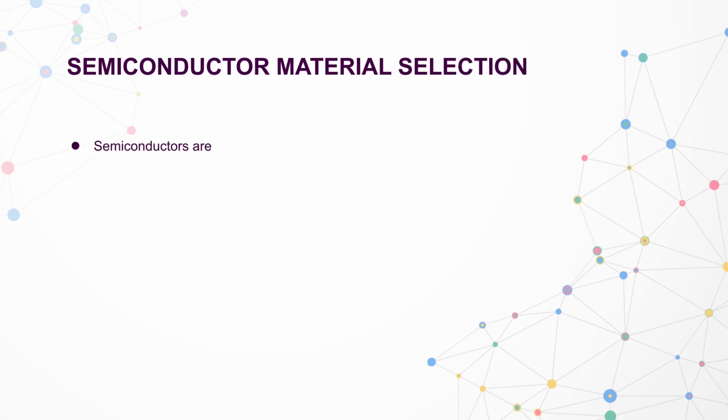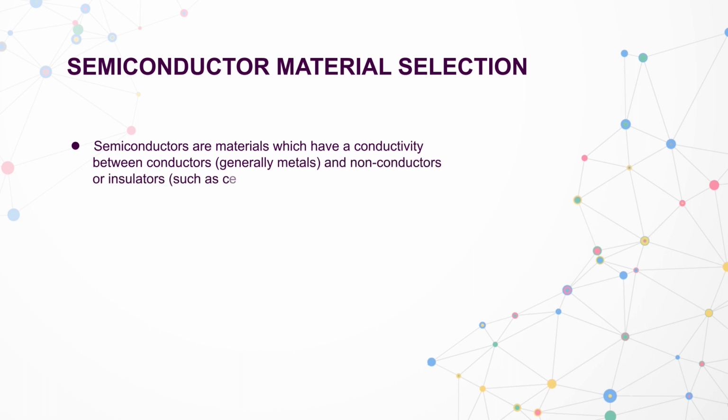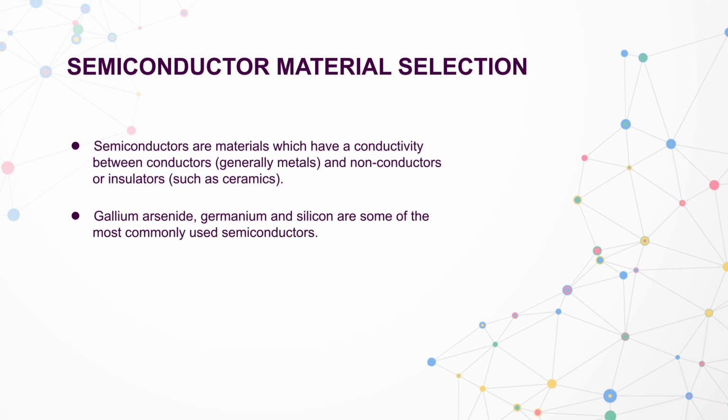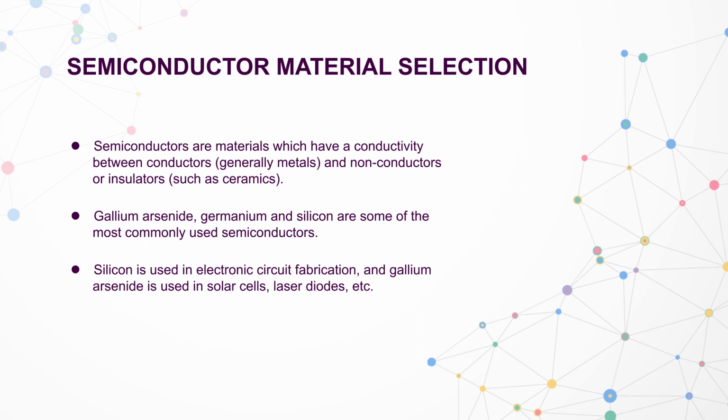As we all know, semiconductors are materials which have a conductivity between conductors, generally metals, and non-conductors or insulators such as ceramics. Gallium arsenide, germanium and silicon are some of the most commonly used semiconductors. So semiconductors come between the conductor and insulator. The most widely used materials are silicon and germanium. Silicon is used in electronic circuit fabrication and gallium arsenide is used in solar cells, laser diodes, etc.